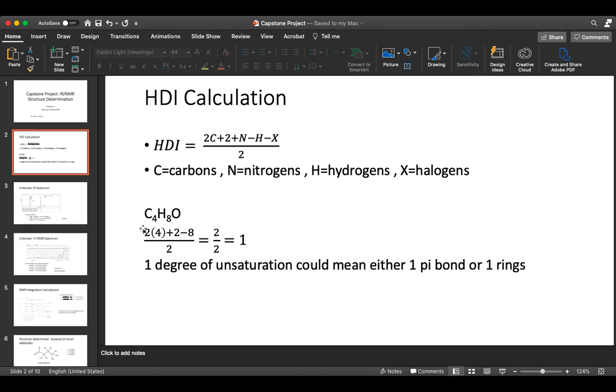So if we multiply 2 times the number of carbons, which is 4, add 2, we get 10, minus the number of hydrogens, we get 2, divided by 2 equals 1 degree of unsaturation, and we discount for the O in our calculation of HDI. This could either mean 1 pi bond or 1 ring.